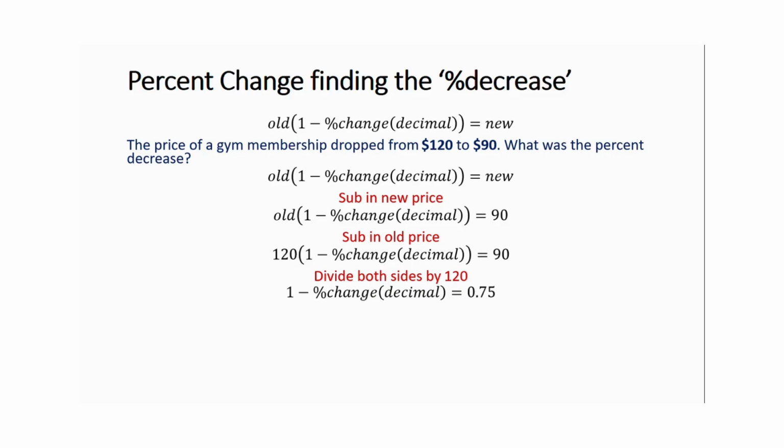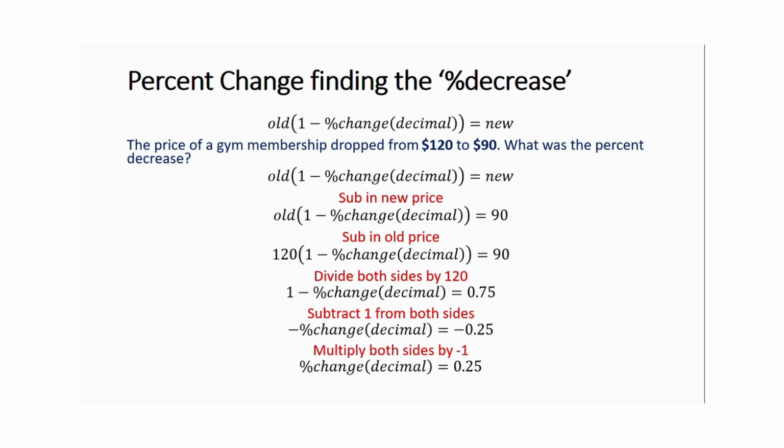Now we need to subtract 1 from both sides. So subtracting a 1 from the left, the 1 disappears and we're left with the negative percent change as a decimal. And on the right, 0.75 minus 1 is negative 0.25. Because both the left and the right side are negative, we're now going to multiply both sides by -1, and we get the percent change as a decimal is equal to 0.25. So it's a 25% decrease.